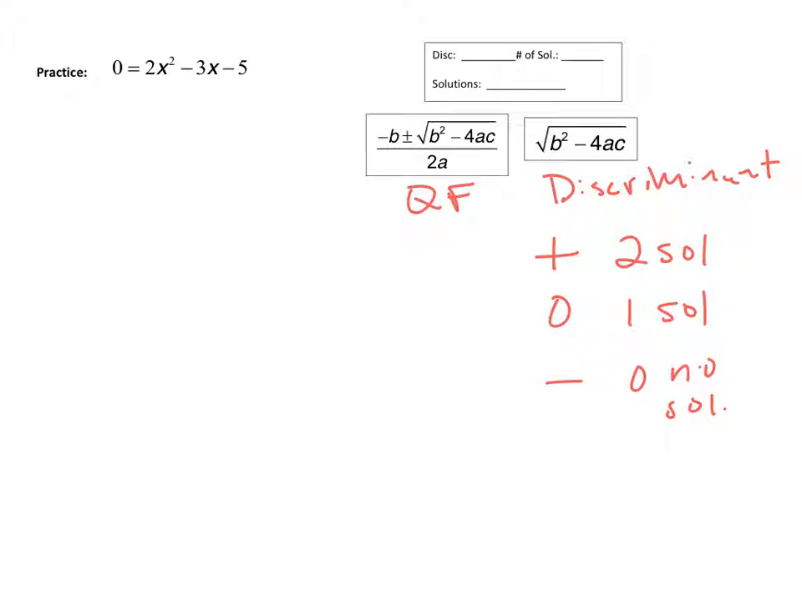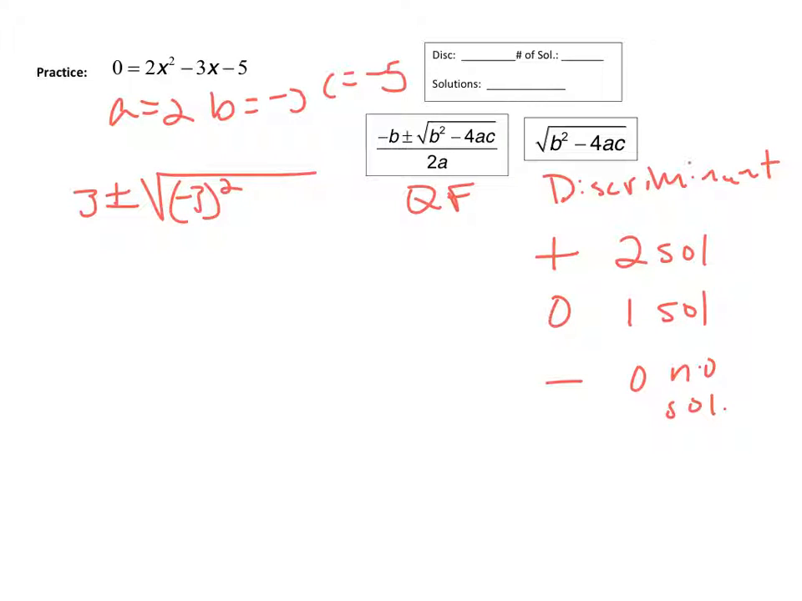So in this first one, we've got 2x squared minus 3x minus 5. So we have a is 2, b is negative 3, and c is negative 5. So we're going to have the opposite of b, which is, if b is negative 3, the opposite of b is 3, plus or minus the square root of negative 3 squared, minus 4 times 2 times negative 5. All that divided by 2 times 2.